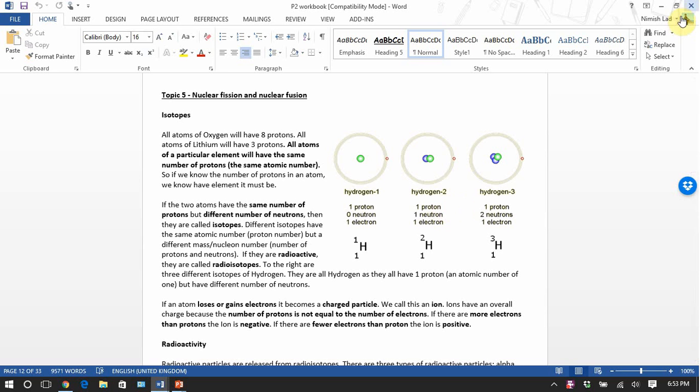In this video, I'm going to go through topic 5 of Edexcel P2 Physics. This is about nuclear fission and fusion. That's the main part of this topic, and also a bit about radioactivity in there as well. So let's start with isotopes.